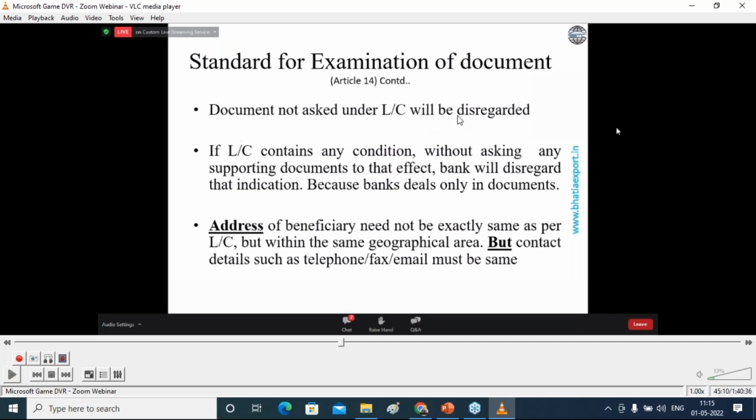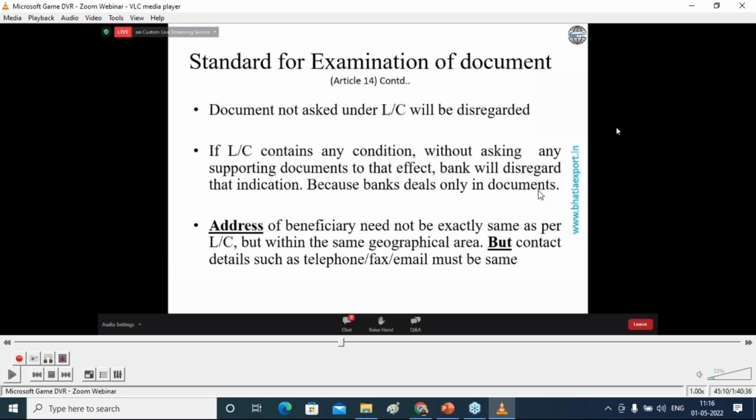Documents not asked under the LC will be disregarded. Suppose you are submitting some additional documents that may not be required as per the LC terms, that is your option, and they will be presented and forwarded, but not taken as granted for the submission of the documents. If the LC contains any condition without asking for supporting documents to that effect, the bank will disregard that indication, because banks deal only in documents.